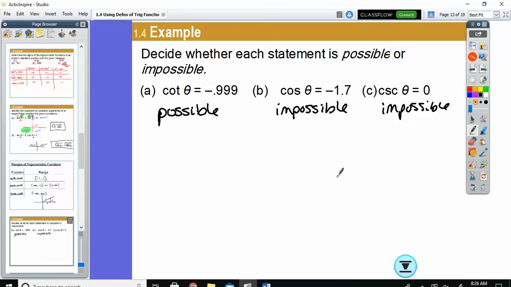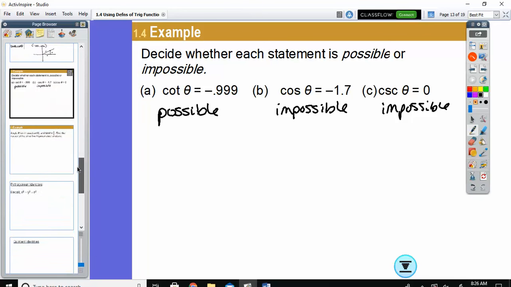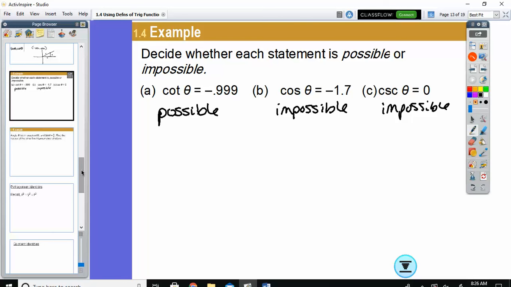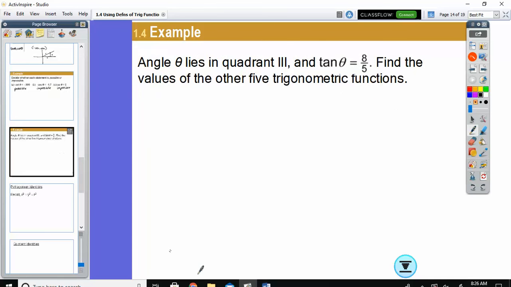Alright, questions there? Like I said, we will see more of these. This is just kind of the first time we're touching on it. Okay, let's do this problem.